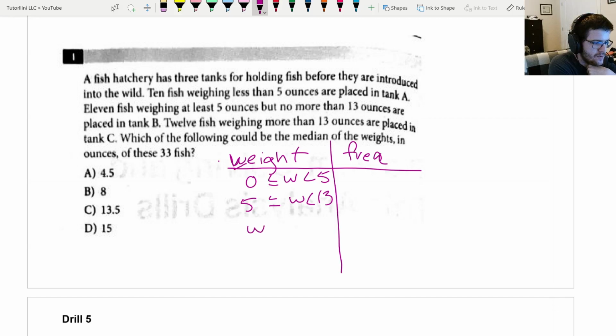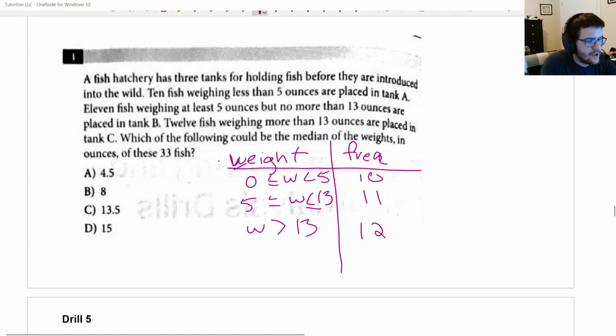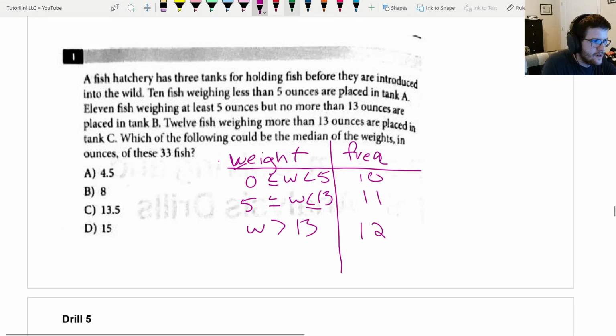Okay, so W, but no more than, I guess that includes this one. It doesn't matter anyway. Okay, so 10 fish, so that's a frequency of 10, 11, and then 12. Which of the following could be the median of the weights of these 33 fish?